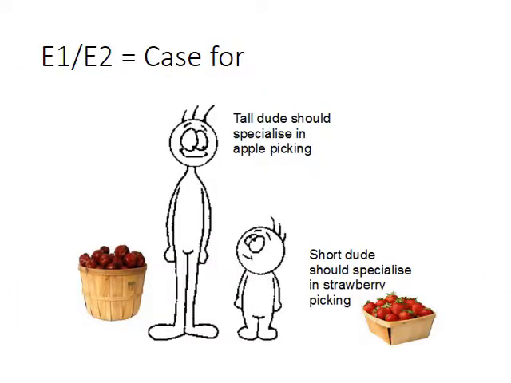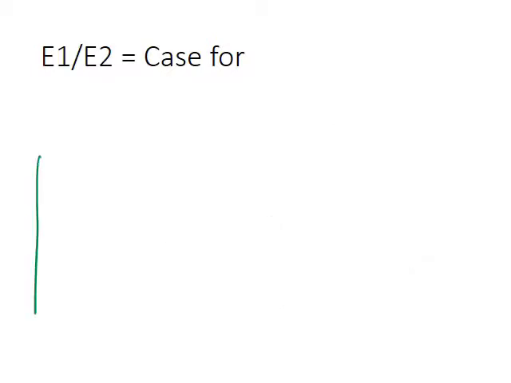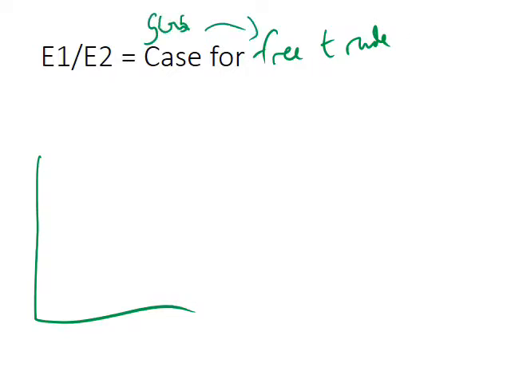Okay, so the case for globalization we said could be a free trade one. Cartoon here says tall dude should specialize in apple picking, short dude should specialize in strawberry picking. So based on their advantages, that's what they're going to specialize in. So the best way we can do this is using the comparative advantage argument. So the case for free trade, or the benefits of globalization, would be free trade, and the benefits of free trade come from comparative advantages. So we define a comparative advantage, the lowest relative opportunity cost.